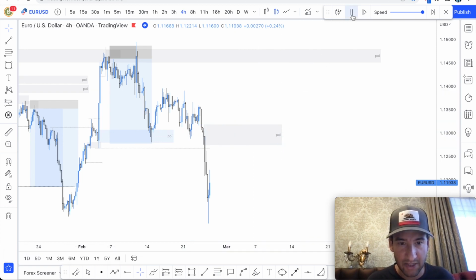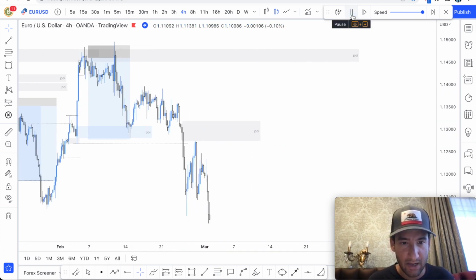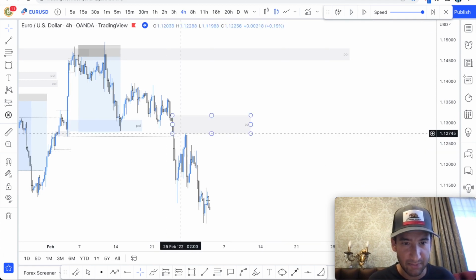Now we just wait patiently for price to get there. All right, and notice what happened. We just tapped our supply zone right there, right here.